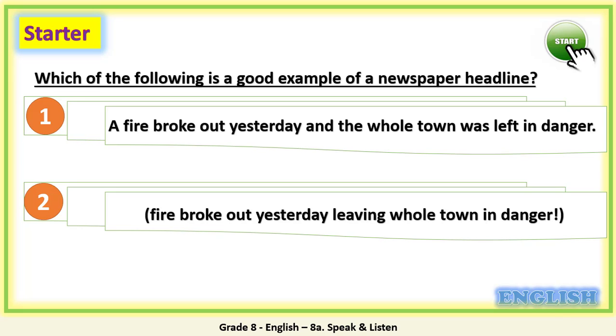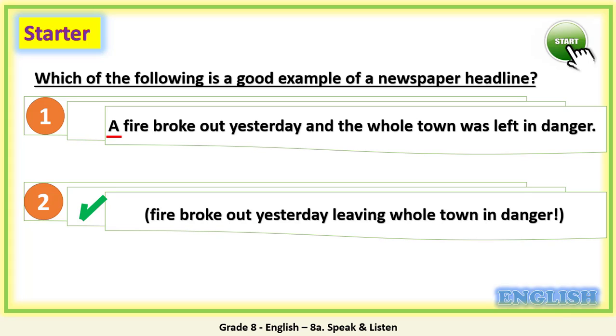Welcome back, my dear students. The best example of a newspaper headline, number 1 or number 2, great, is the second headline. Do you know why? Let's have a look at it carefully. Let's read the first example first. A fire broke out yesterday and the whole town was left in danger.